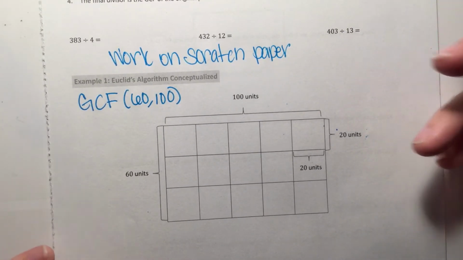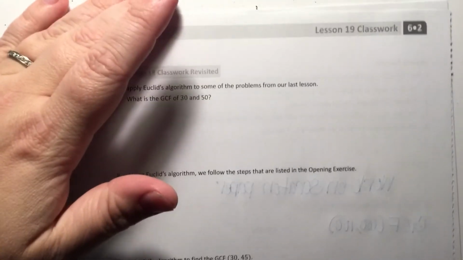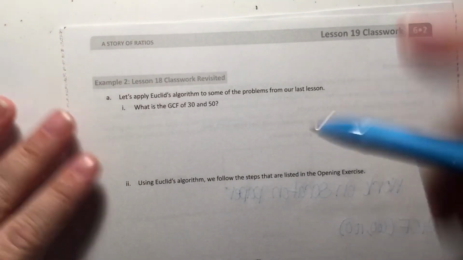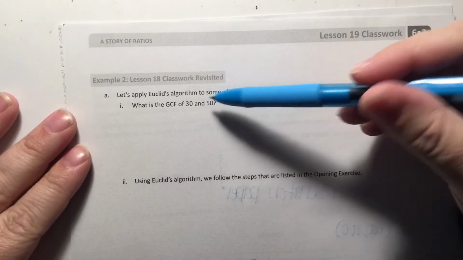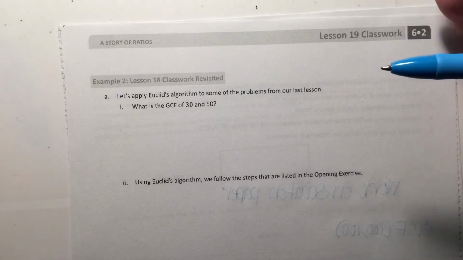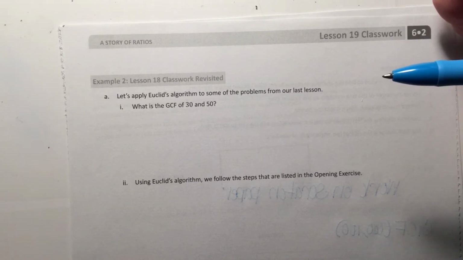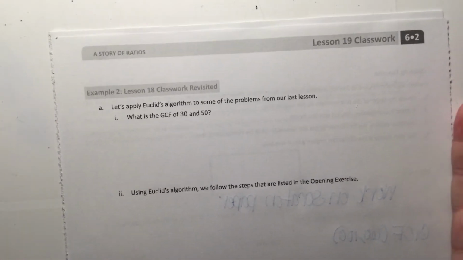But how do we figure this out? We need to learn how to do the math to figure this out. So here we go. Remember your steps, okay? Let's apply Euclid's algorithm to some of the problems from our last session. What is the greatest common factor of 30 and 50? Okay, so we know that it's 20. They just told us that, right? We know it's 20. But using Euclid's algorithm, let's do this, okay?